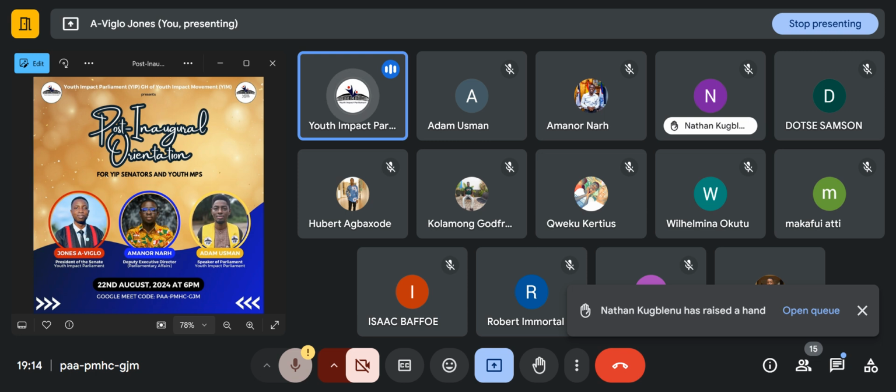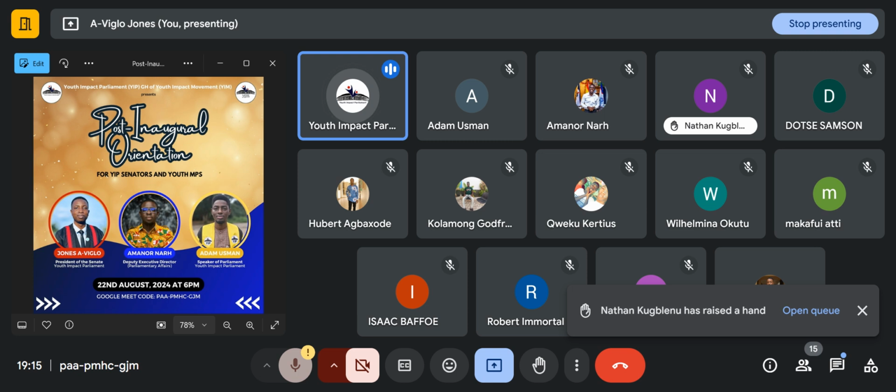So, I am Jones Amegashie-Viglo, the President of the Senate of YIP Ghana, and also Executive Director for Youth Impact Movement. So in my presentation, I'm going to enlighten you on the standing orders of Parliament. And as my brother stated, the standing orders of Parliament is not so different from the standing orders of the Senate. We did this so because in the case that we have joint sittings, we don't want the standing orders to be confusing each other.